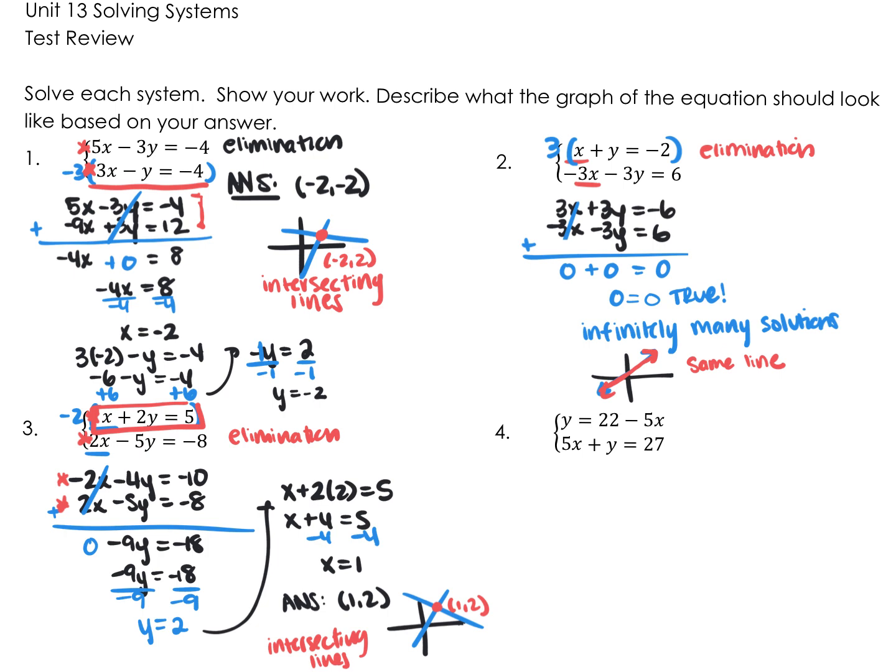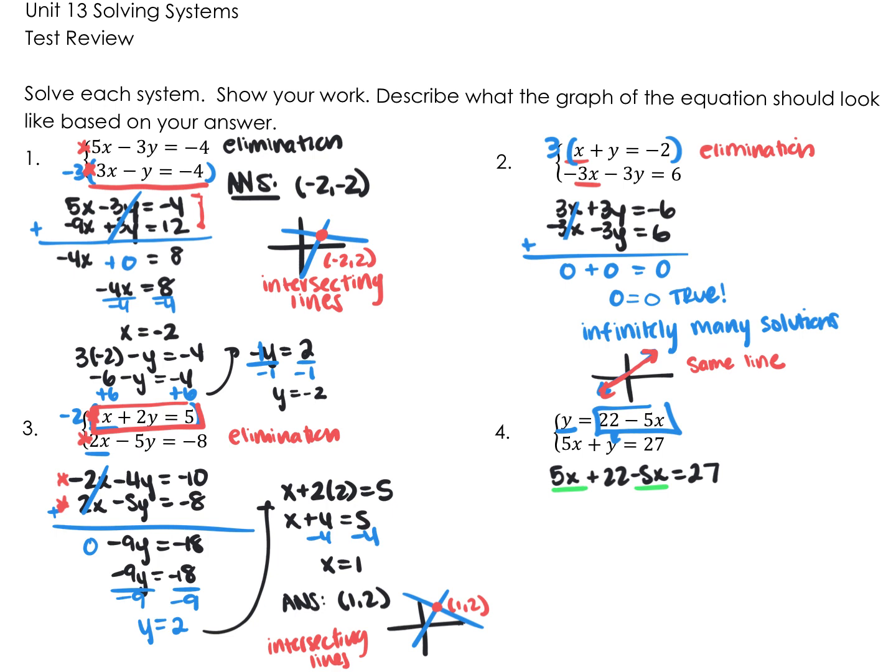And lastly, number 4 here, this is a good substitution problem because y is already by itself. So we'll go ahead and take all of this and plug it in for y here. So we'll have 5x plus 22 minus 5x equals 27. Then we'll combine our like terms because these are on the same side of the equation.